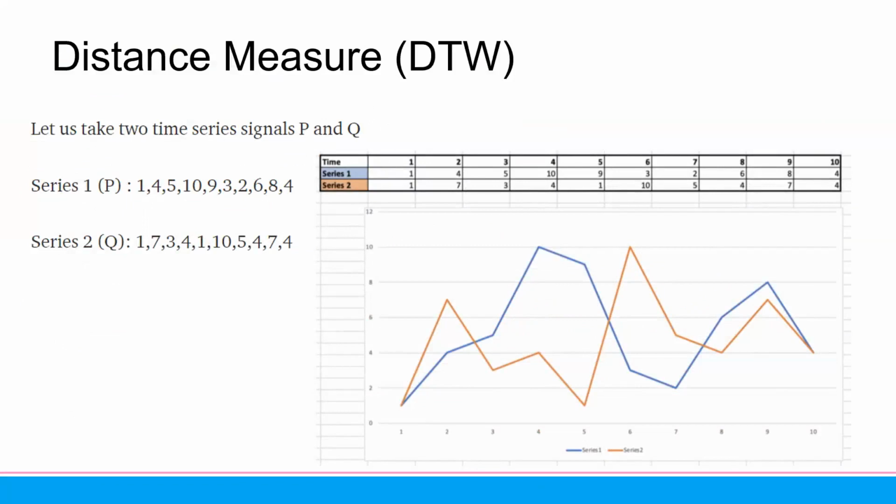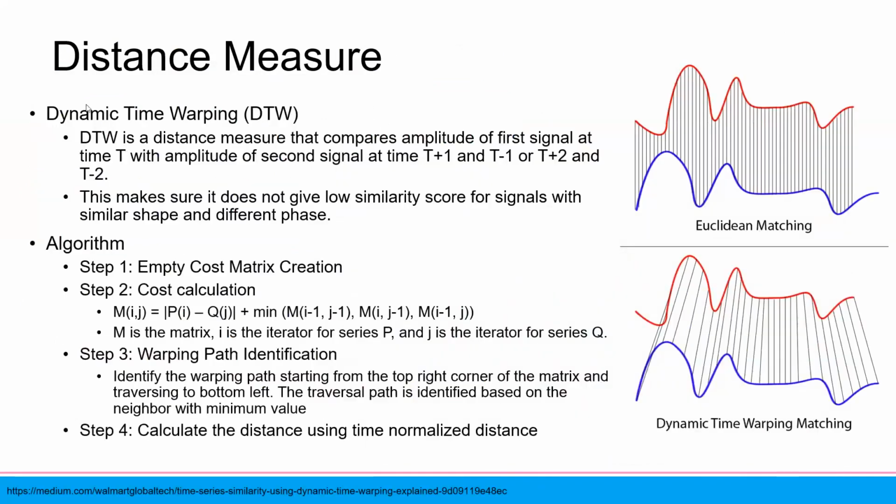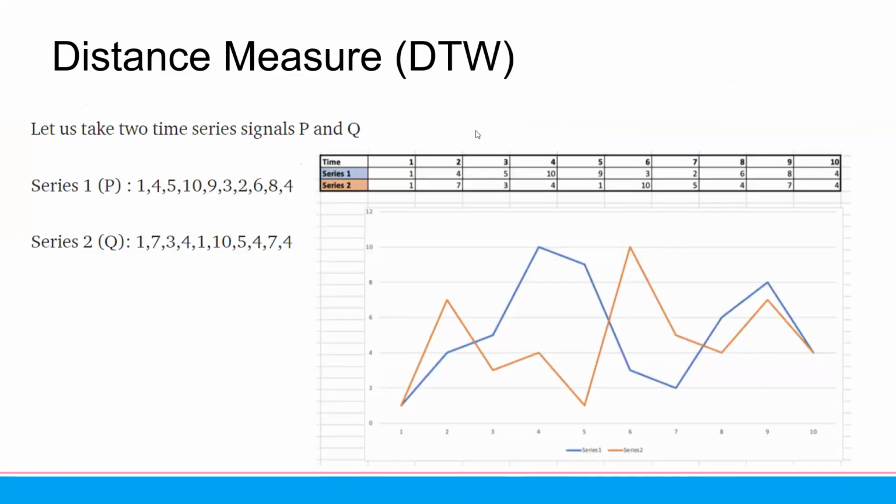We finish until this part. We want to check the distance measure with the DTW. So the DTW means the dynamic time warping. So this is the algorithm. Let me explain with the example.